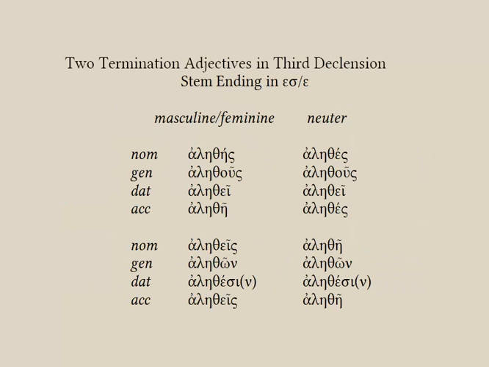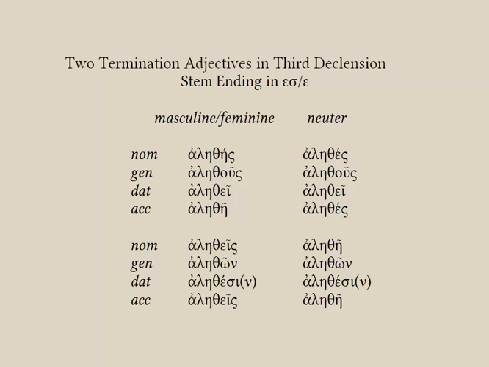Now we move on to a form of third declension adjective that only has 2 sets of endings, so we have a 2 termination adjective for the third declension. In this pattern, the stem is epsilon sigma that you can see there in the neuter, nominative, and accusative plural that have the zero form ending.